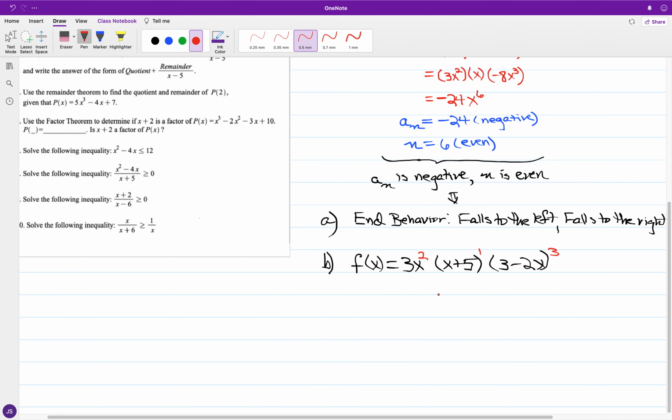So with our factors, if I'm looking for the zeros, I have 3x squared is equal to 0. If I divide by 3, I have x squared equal to 0. And 0 is neither positive nor negative. So from 3x squared, we're going to have that x is equal to 0. Again, with x plus 5, if x plus 5 is equal to 0, we have that x is equal to negative 5.